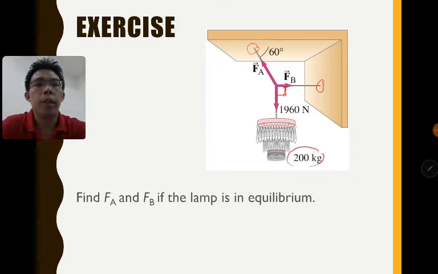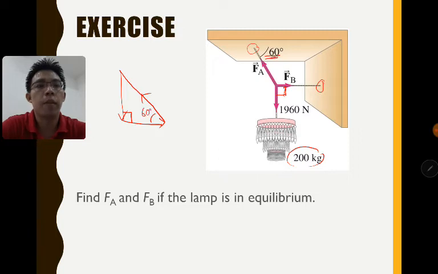So we can arrange these three forces into a closed triangle like this. Then this is 90 degrees. Here is 60, because here is 60 with the horizontal. This one is, let's say, T here, the W here is 1960. This one is FA and this is FB.